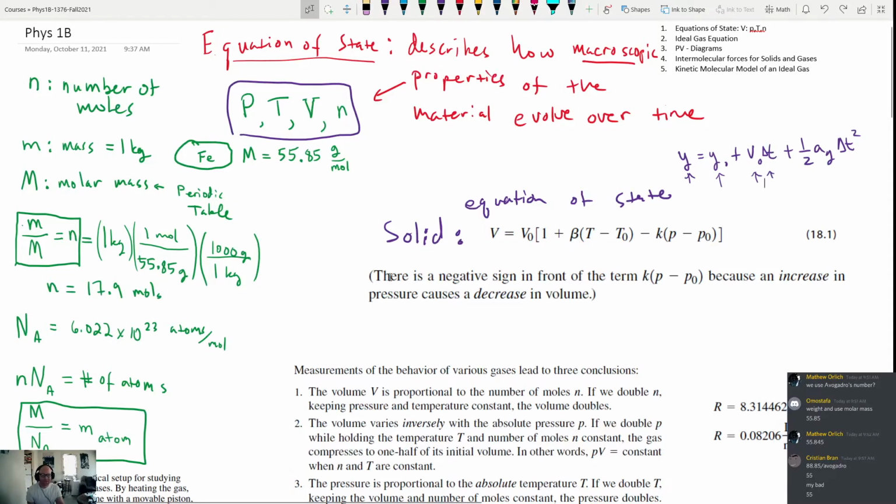They mention here that there's a negative sign, so the volume is now going to depend on two things. It's going to depend on temperature and pressure in this case for the solid. And there's a negative sign here because when you increase the pressure, there's a decrease in volume, whereas when you increase the temperature, there's an increase in volume because it expands. So, yeah. Do you have any questions so far?